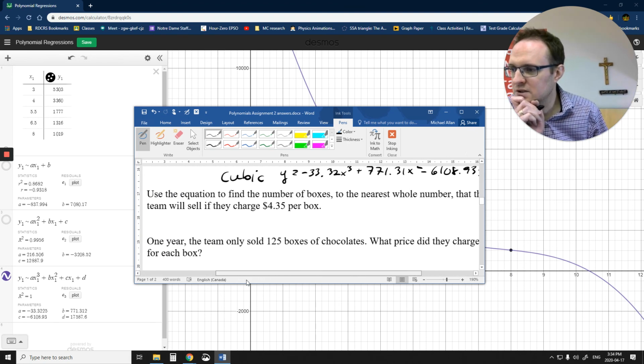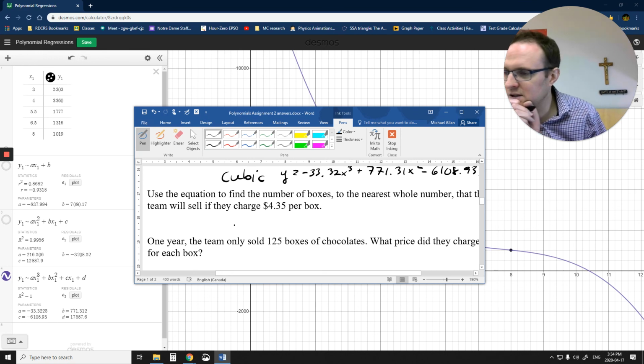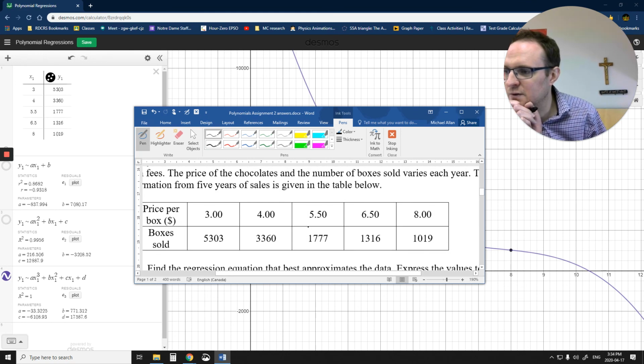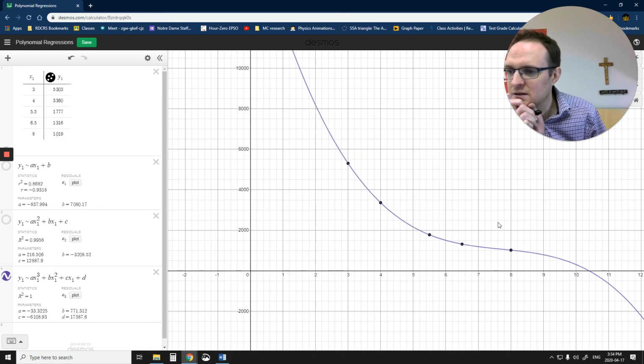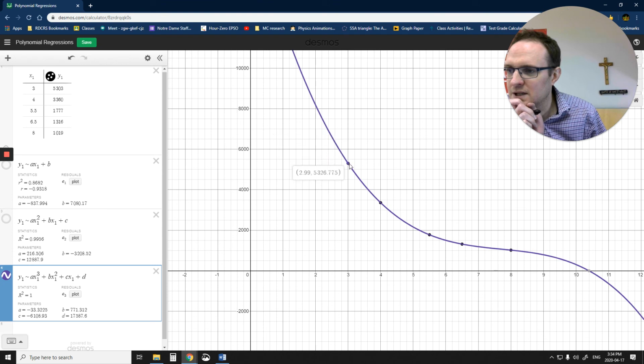Use the equation to find out if they sell the boxes, how many boxes would they sell if they want to charge $4.35. Okay, so if I go through the thing, I can trace through this and I can find the 4.35 right there. So I look at the numbers there, so 2,866.